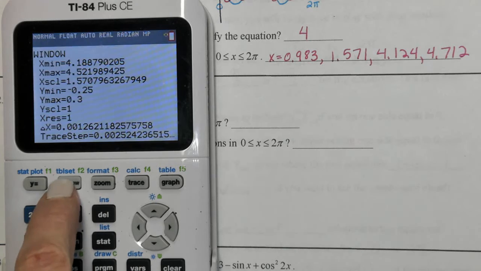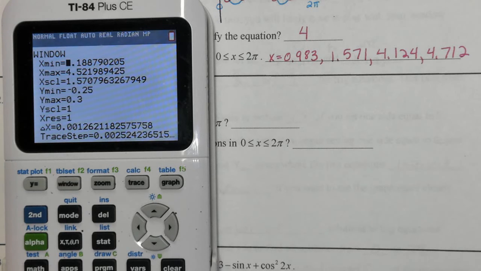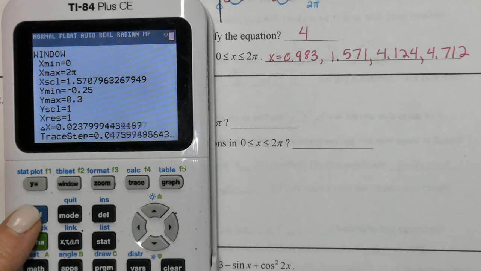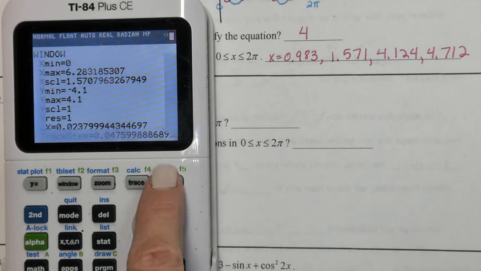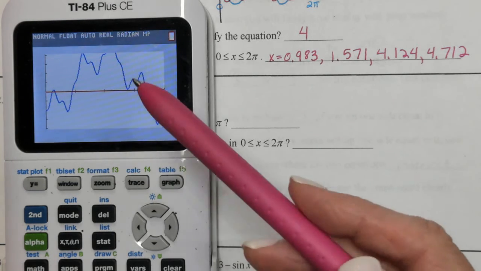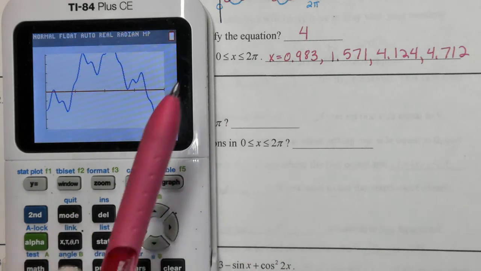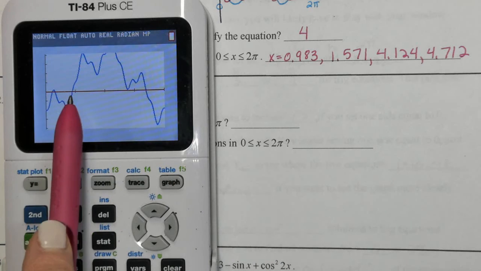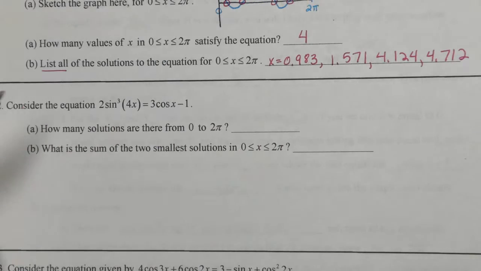Now, that really messed up my window, right? It's definitely going to mess up your window when you do that. So I'm going to quickly go back to 0 to 2 pi for my x's, negative 4.1 to 4.1 for my y's, and I'll get back to what I had before. But now I know that this is not one of our solutions. So how many solutions are there? 2 here, 3, 4. So there are 4 solutions total.